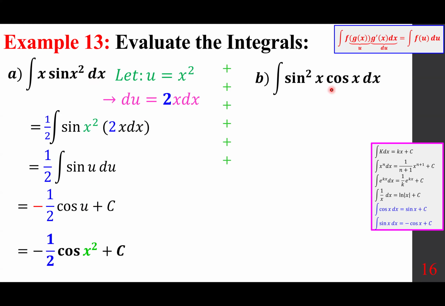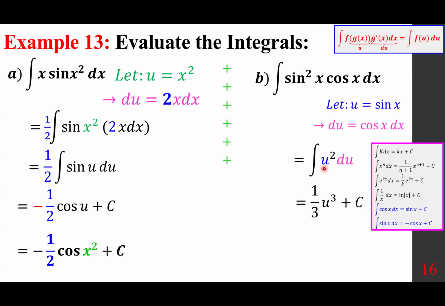What happens when we have both sine and cosine? The one that has the exponent is a choice of u without its exponent. Sine has the exponent. So that's a choice of u. What is du? The derivative is cosine x. Du is cosine x dx. You really don't have to do much. This is u squared. This is du. The power rule says the answer is 1/3 u cubed plus a constant. Replace the u with sine and you're done.